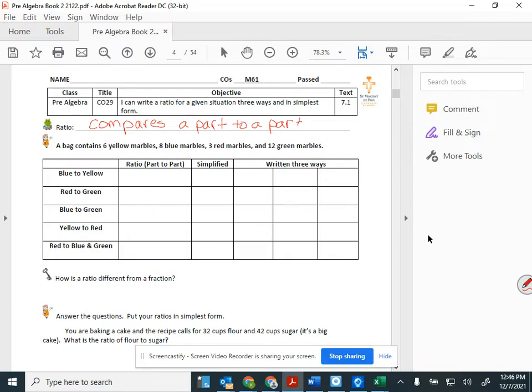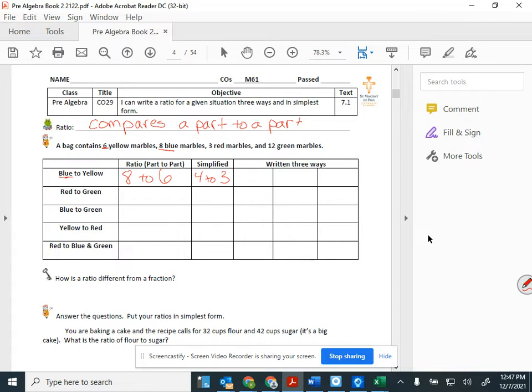So if we look for blue to yellow, if it says blue here, your first number has to be the blue number. So it would be 8 to 6 yellow. So 8 blue marbles to 6 yellow marbles. Simplified, we can divide what number out of both 8 and 6, Chase? We can divide a 2 out. So 8 divided by 2 would be 4. 6 divided by 2 would be 3. So that's how we simplified it. 8 to 6 would be the same as 4 to 3.